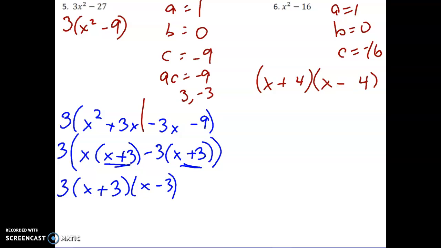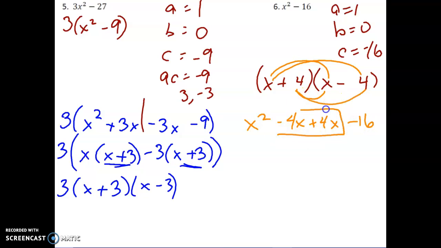My signs are always opposite so that when I FOIL it out, right, first times first, and then outer, distributing that x to both, inner, working on distributing that positive 4 to both of them, and these two in the middle are going to cancel out every time. That's the way difference of squares works. That's why our B is equal to 0, because the two in the middle canceled out.